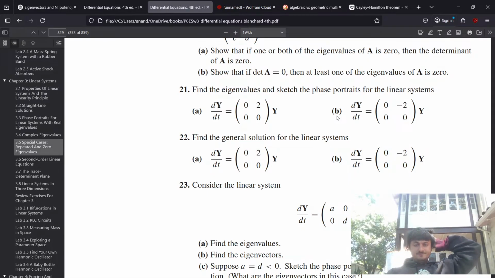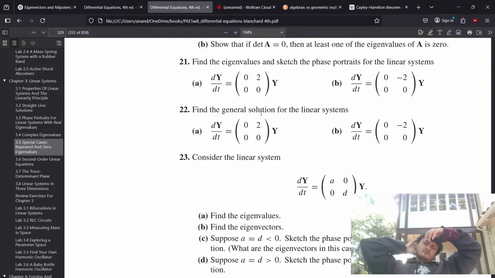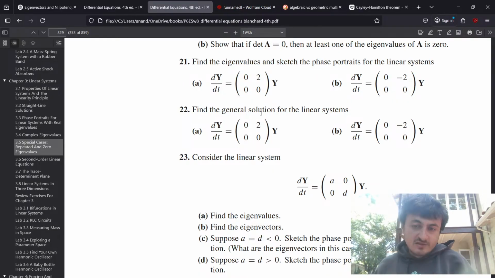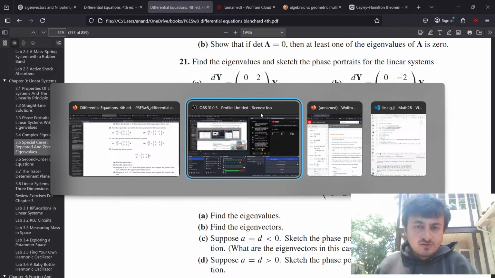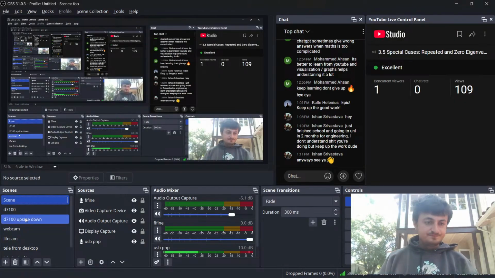All right. The general solution. All right, this is the last problem. Let's just finish it, and then I can end the stream, and we can go on to 3.7. We're going to skip 3.6. I don't think we have any homework on 3.6.